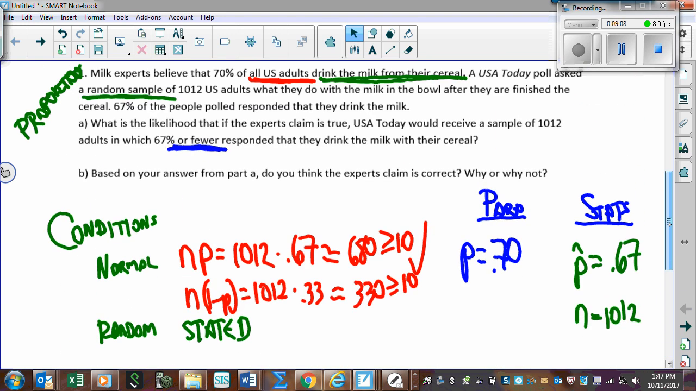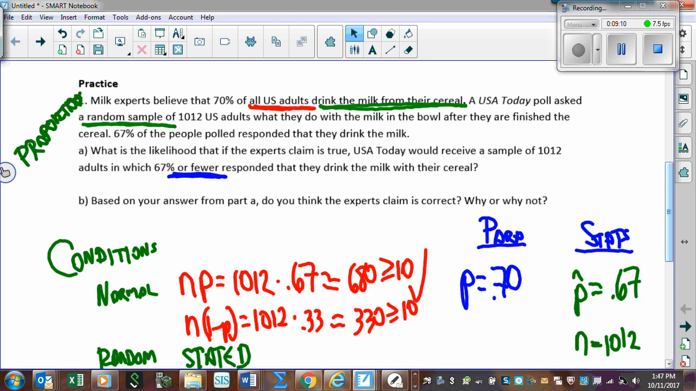All right, so again, for proportions problems, we check our conditions, normal and random. We find the center of our sampling distribution, draw the sampling distribution, and then based on our statistics, see where we need to shade, and then calculate the value using norm CDF. That's it. Let me know if you have questions.